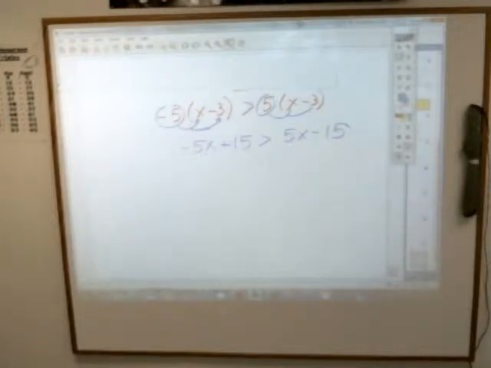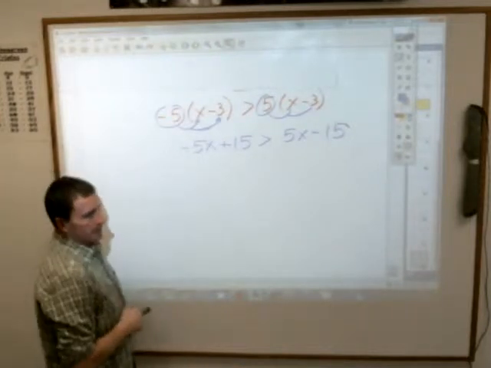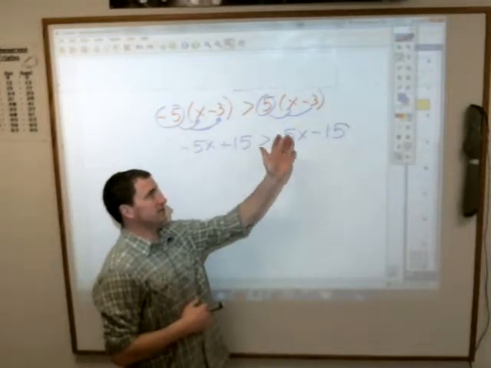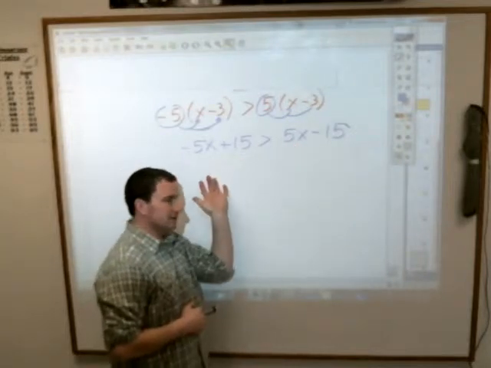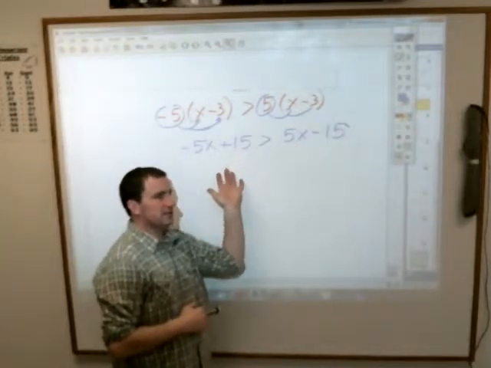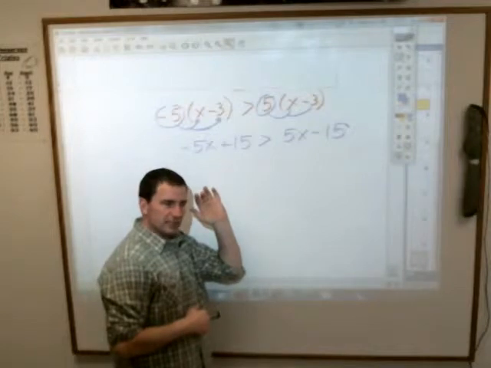Now what would you say? You need to get your x's on one side, your numbers on one side. My choice is I can either take this 5x over there, or I can take this one over here. Because I want my x's to be on the left, which one is probably the smartest idea, Jeremy Schwartz?